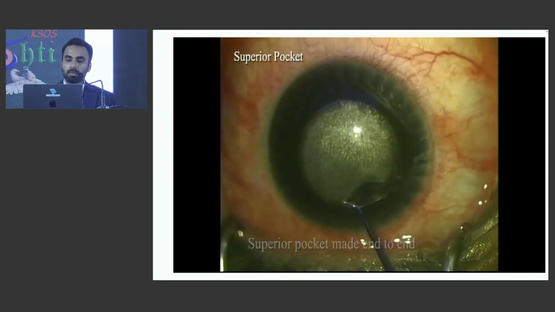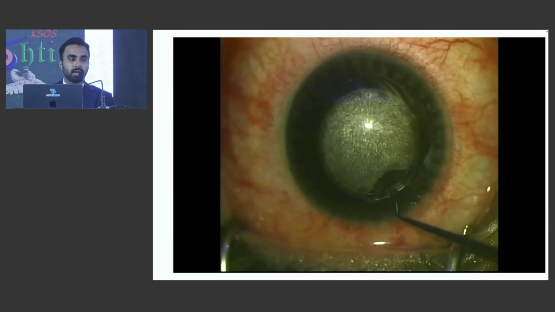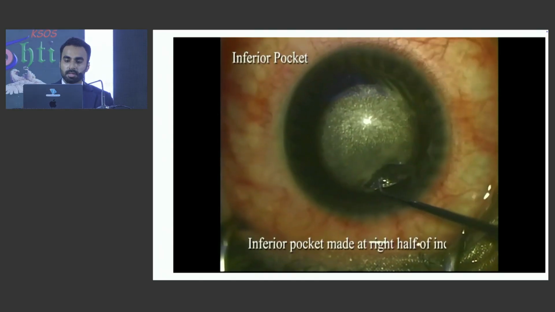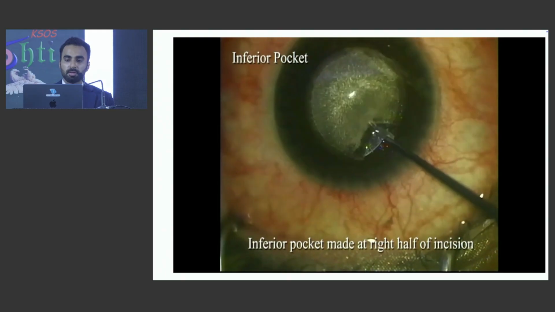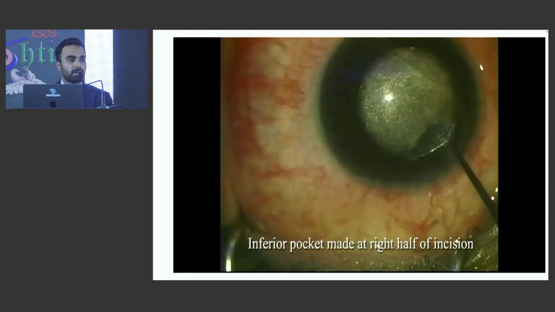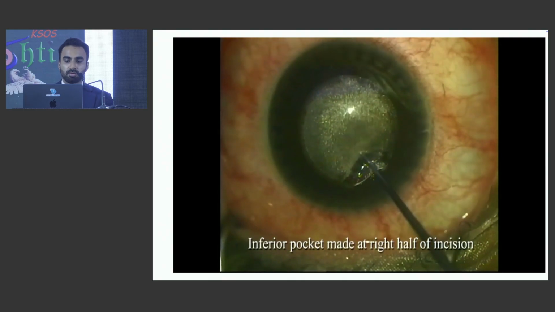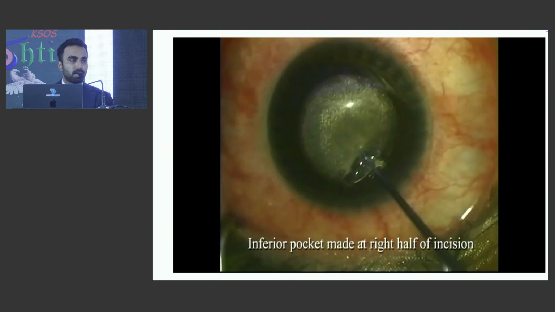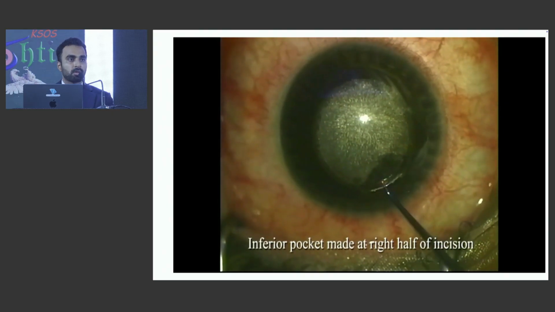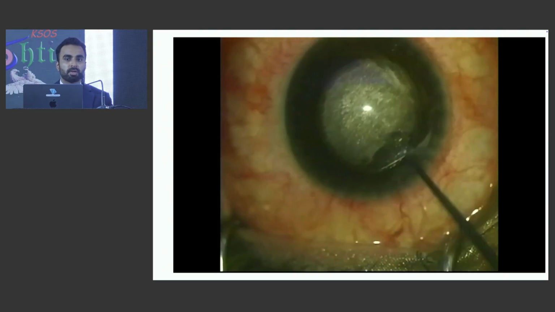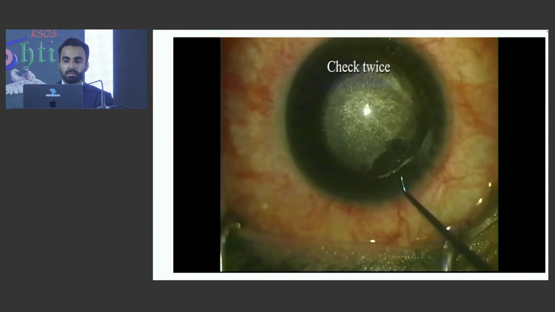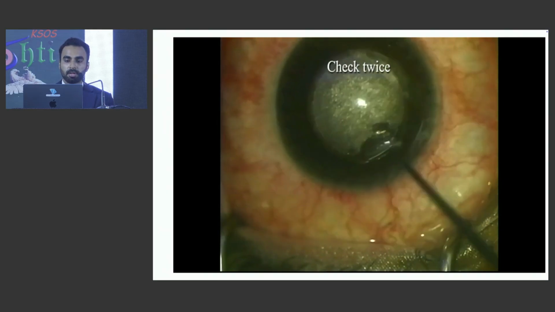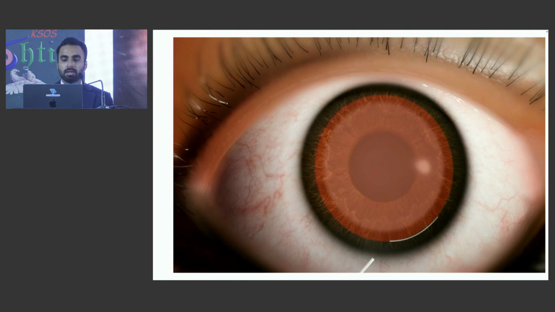And now you can touch the edge of the lenticule. Just scratch it a little bit, you will find the resistance, and make a very small entry into the inferior plane. Don't make the inferior plane entry too large in the first attempt, because if you do that, you might enter by mistake into the posterior plane and do a posterior dissection, which is going to be very difficult to retrieve the lenticule then. So again, you can just check twice, see if the planes are correct. So that's the superior plane, and under it is the inferior plane.